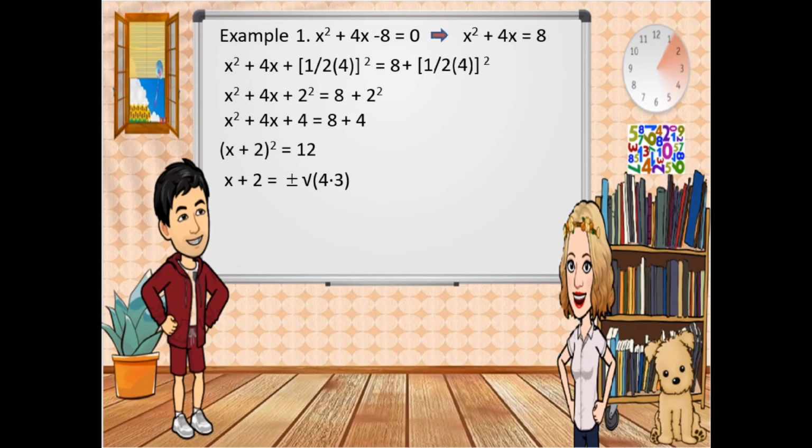By the addition property of equality, we have x is equal to negative 2 plus or minus 2 square root of 3. So, the values of x are x is equal to negative 2 plus 2 square root of 3, or negative 2 minus 2 square root of 3.